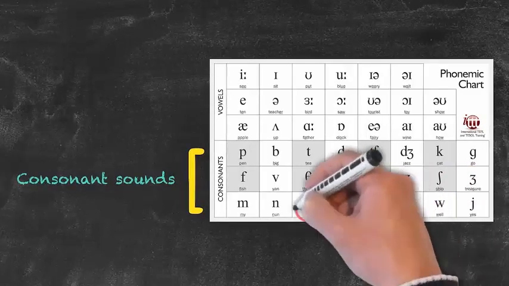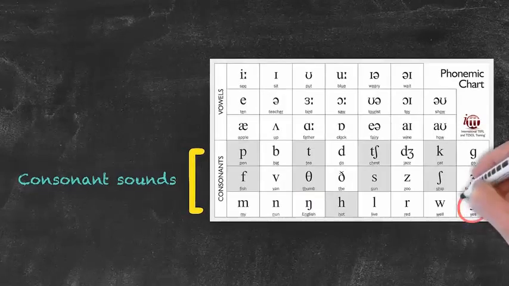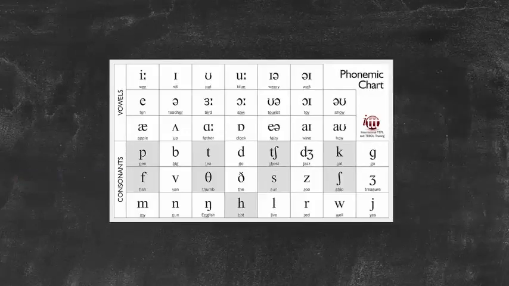Here, we have the ng symbol, which represents the sound, as in song. And lastly, we have this symbol, which looks like it would represent the j sound, but it doesn't. It represents the y sound, as in y. The next thing we should look at is how our consonants are arranged.